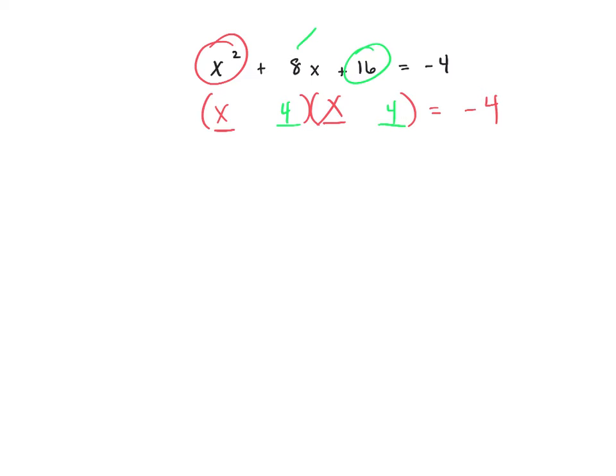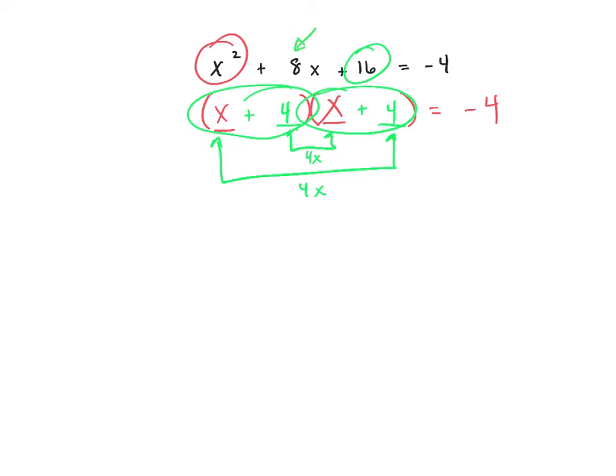And thank goodness it's an 8 in the middle, because that means plus and plus. Because this 4x, the outside, and this 4x, the inside, add up to the 8x in the middle. 4x and 4x add up to 8x, our middle term. And you can see now we've got these perfect binomials that match. So x plus 4 squared equals negative 4. At this point now we're ready for the square root method.